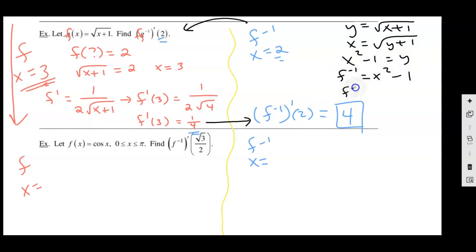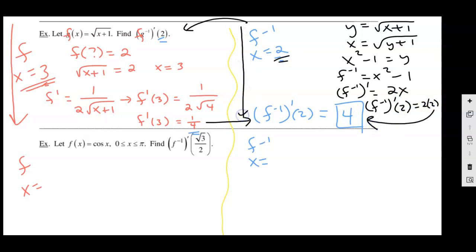And if you have the inverse function, could I take the derivative of it? Yes, it would be 2x. And if I have that derivative of the inverse, could I just plug in my number to it? Yes. And what's 2 times 2? 4. So that one you could have brute forced and just gotten straight to the answer, because that is a function that we could have found the inverse for.